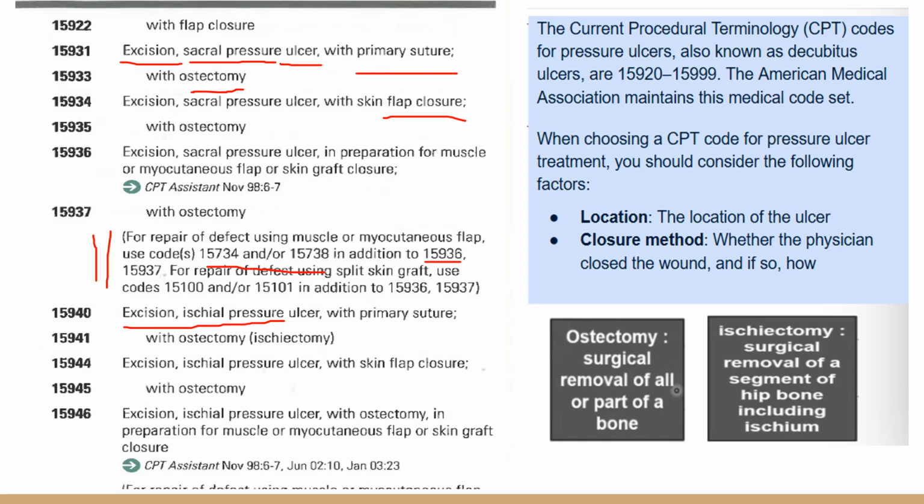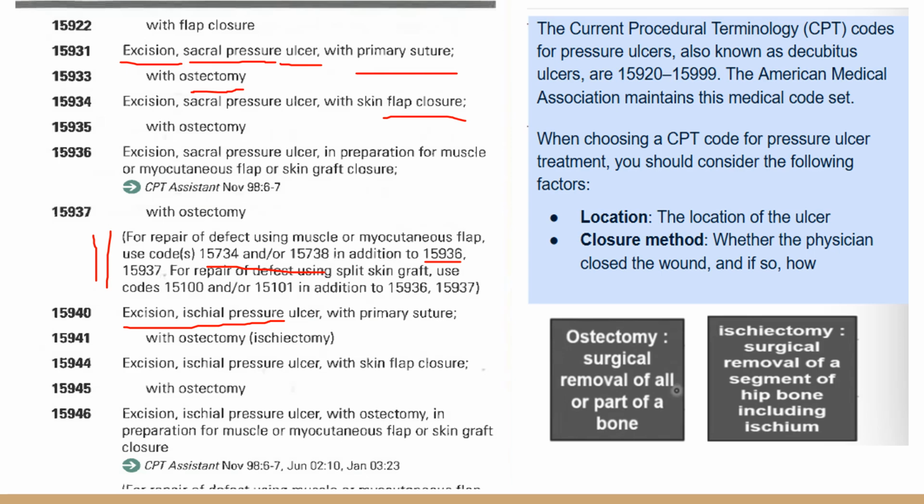Now you should know what osteotomy means. Osteotomy means sometimes whenever the ulcer is very deep and it has gone till the bone, and when we are trying to do the excision, we will take out that infected bone also, and for that we will do the osteotomy. So pay attention whether it is a deep ulcer where it has gone till the bone, and whether they have taken down the bone also, because when they have taken down the bone, then we will have to write the code which talks about the osteotomy.